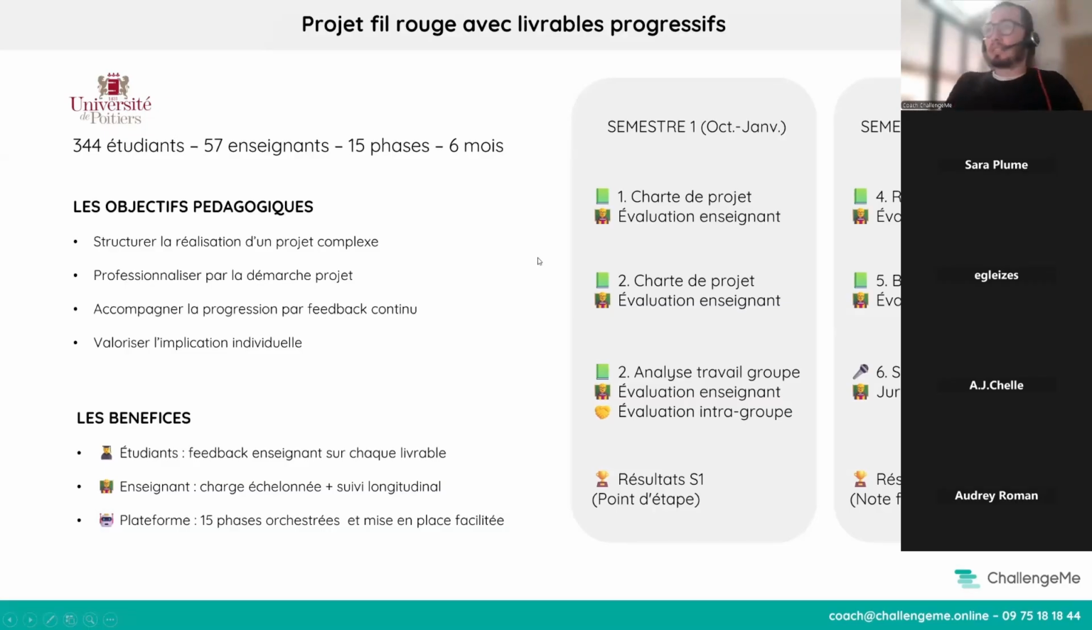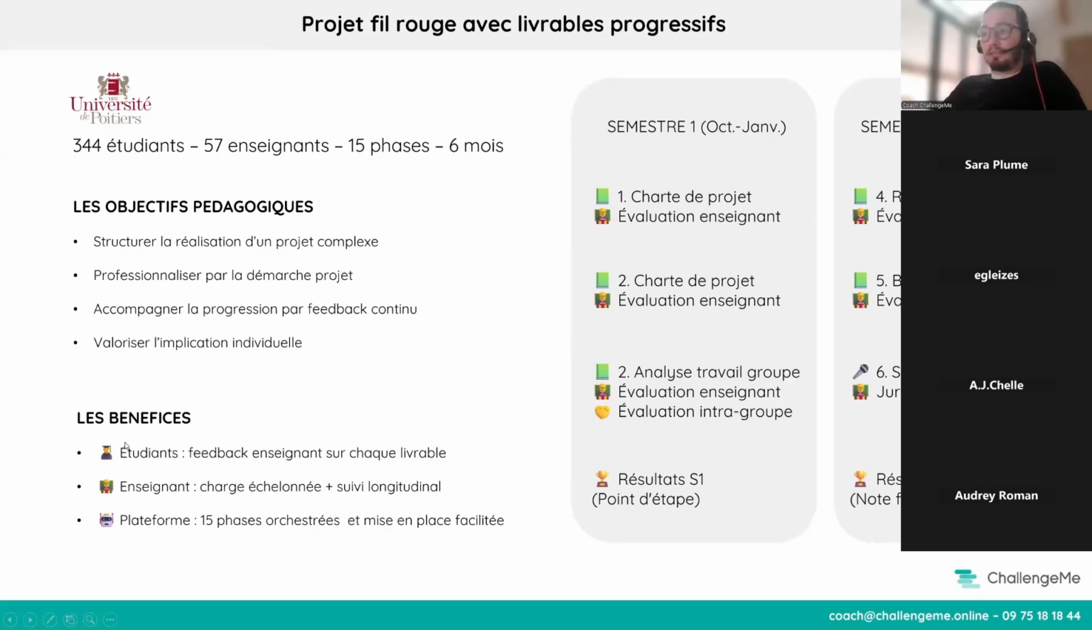In terms of educational objectives, the realization of a complex project was structured by requiring different deliverables as the project progressed so that they could be easily evaluated, at least in terms of management, by 57 teachers who were professionalized through the process. So here, we're more focused on the activity format, the scenario itself, supporting progress through continuous feedback, and highlighting individual involvement through changes between groups. And evaluation by the teacher is based on the group's performance.